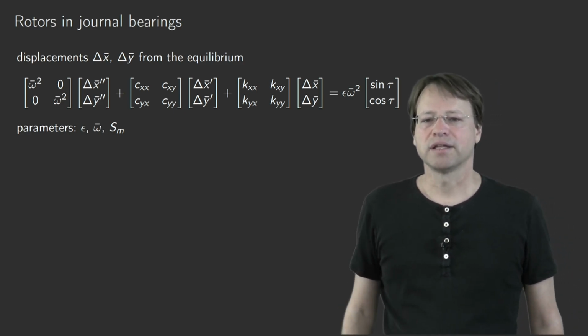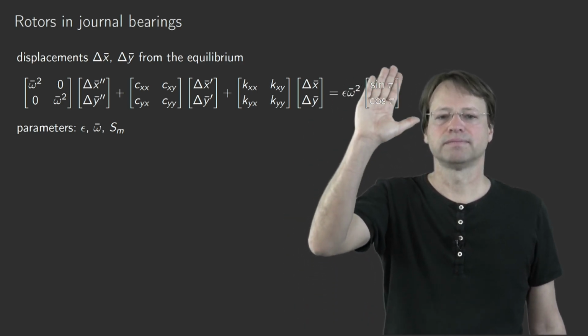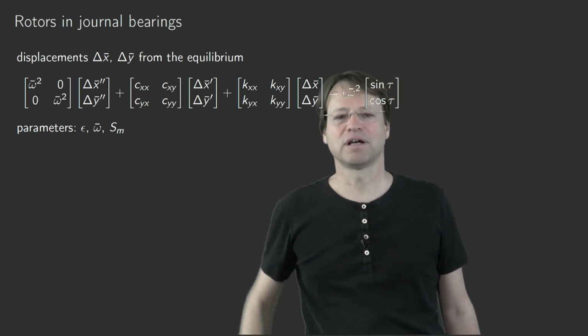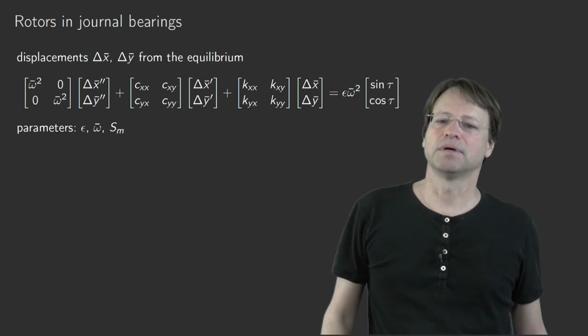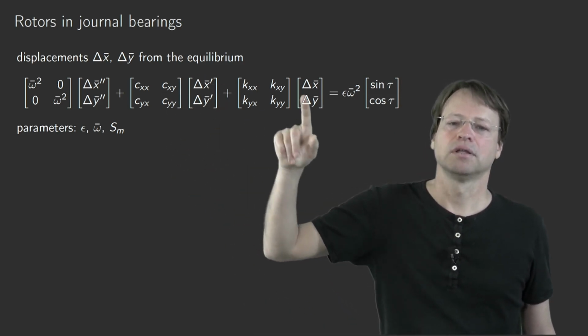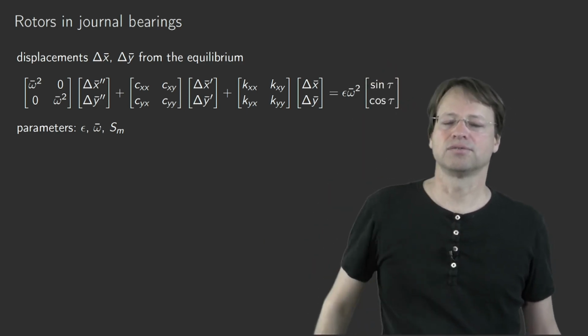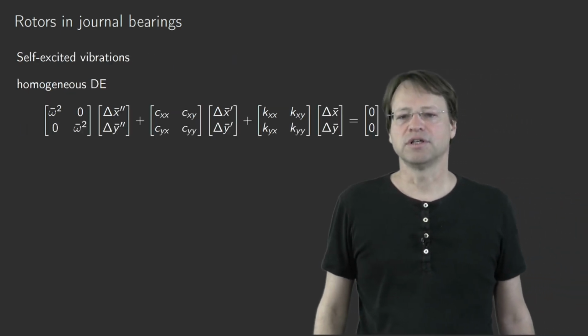Now, let's look at the self-excited vibrations. So self-excitation means we switch off that imbalance, so that parameter epsilon here, and we just work with omega bar, and thus also, of course, with the Sommerfeld number, with the damping and stiffness coefficients. And the right-hand side is set to 0, so we are looking at the homogeneous differential equation.